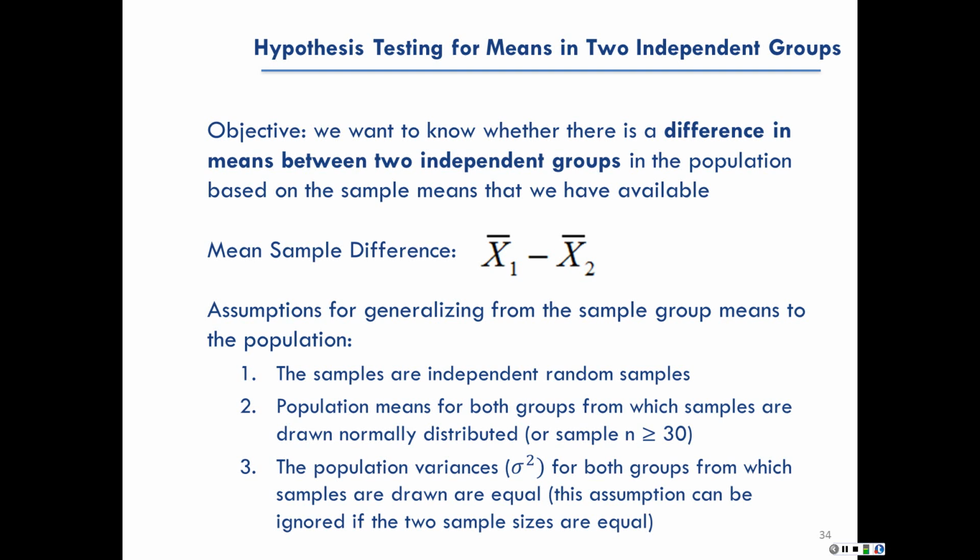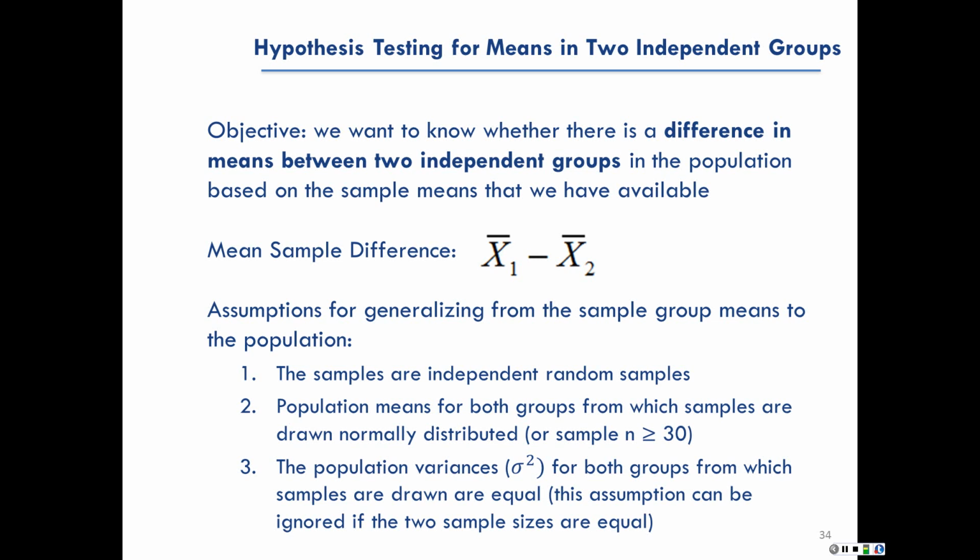Our objective here is that we want to know whether there's a difference in the means or averages between 2 separate groups in the population, but we want to know that difference based on the sample means that we have available to us. The sample mean difference would be symbolized by x bar for sample 1 minus x bar for sample 2.